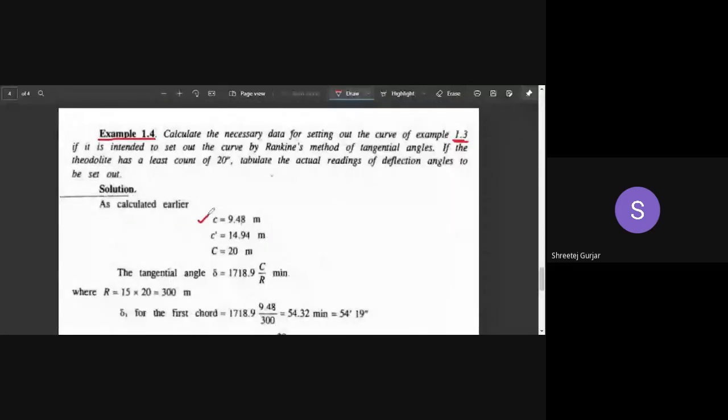Now coming to our example. You can see that the initial chord C1 I have taken as 9.48. This is C dash, that is the last chord, and these are intermediate chords, 20 meters in length. And the delta angle which they had given, the total deflection angle, was 50 degrees 30 minutes. Remember this also, we will be requiring this later on.